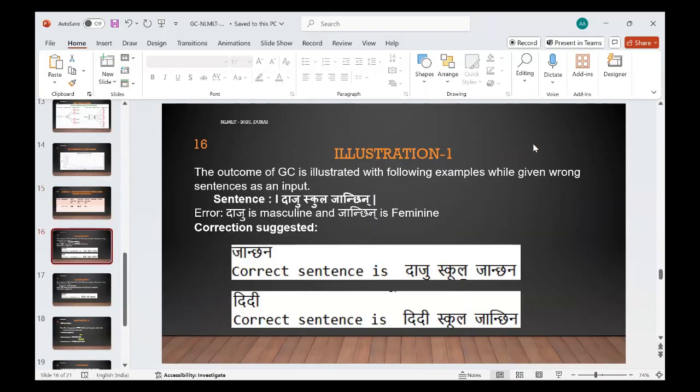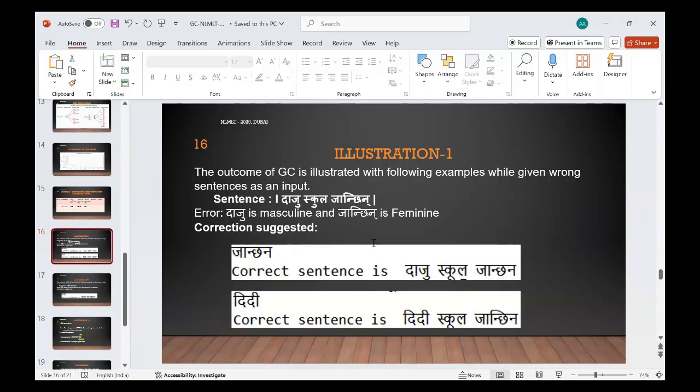For example, this is the first sentence. Daju school Janchin, which means brother is going to school. Daju means masculine. Brother is going to school. This Janchin means going. If the subject is masculine, then Janchan should be there, and if the noun is feminine, then Janchin should be there.